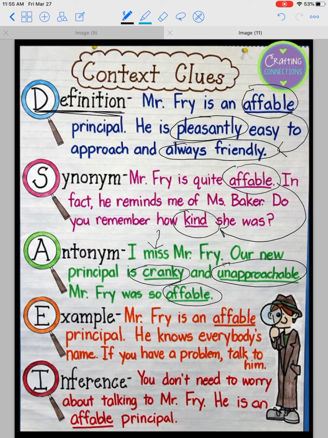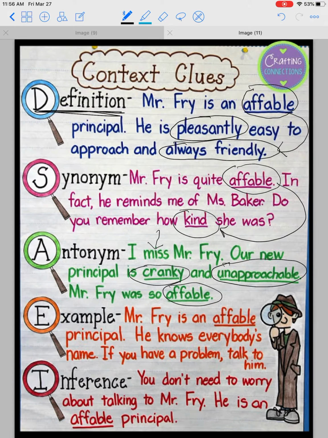Since the new principal is cranky and unapproachable, my guess is Mr. Fry was the opposite of cranky and the opposite of unapproachable. So it makes me know that maybe Mr. Fry was very pleasant and very approachable or very kind. Now, the next way that an author can use context clues is by giving an example.